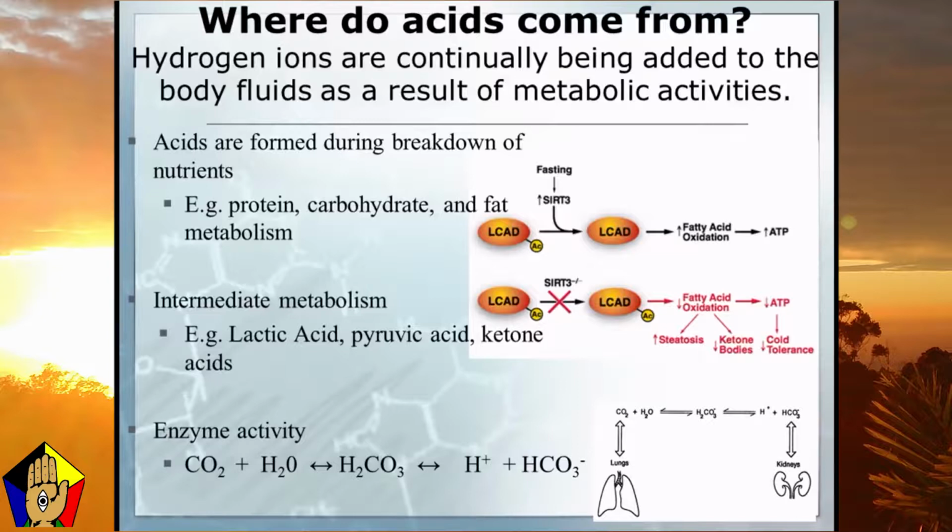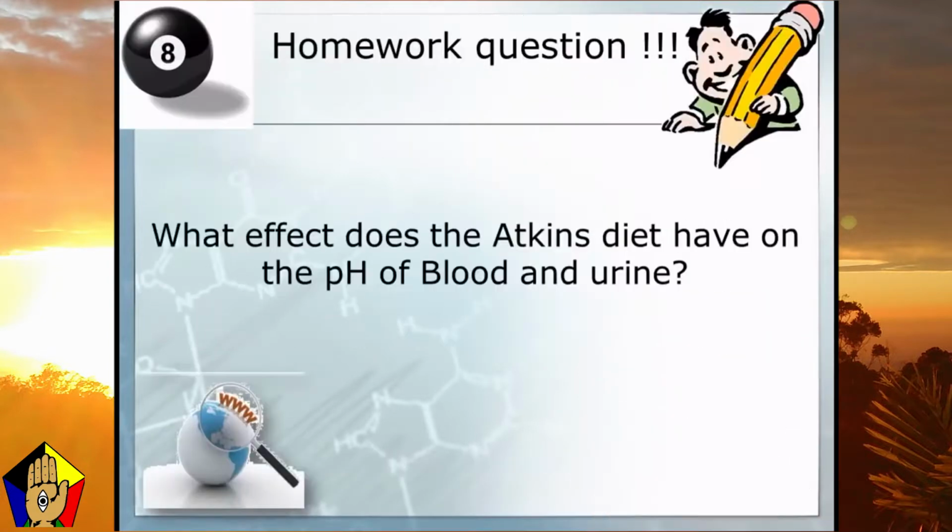Speaking of which, next question. So question number 8. You're going to look up, use the internet, what effect does the Atkins diet have on the pH of blood and urine? Remember, you want to use reputable sources, so don't go to the Atkins website, because they're going to tell you all kinds of good news. All right, everything's going to be perfect.